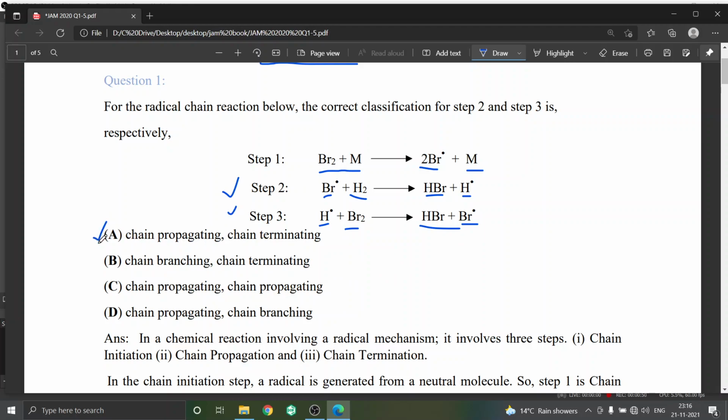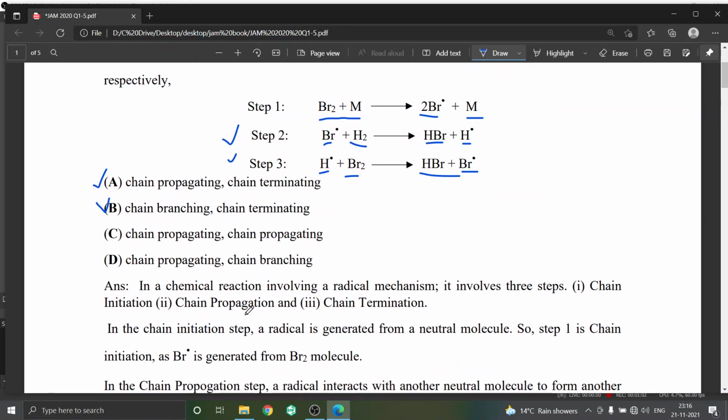Are they chain propagating and chain terminating? Or chain branching and chain terminating, chain propagating, propagating, or chain branching.